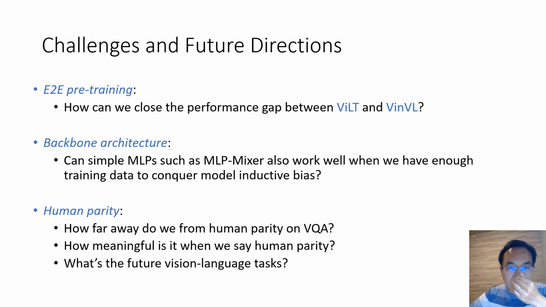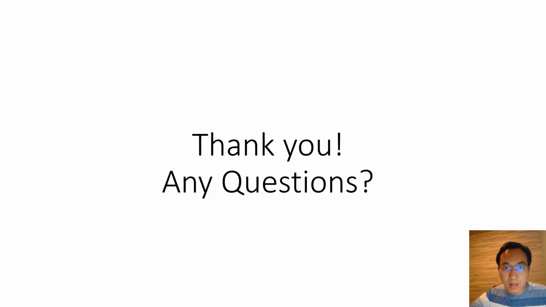The third challenge, or the third question I want to pinpoint, is human parity. How far away are we from human parity on VQA? And if this can be achieved, how meaningful is it when we say we have achieved human parity on VQA performance? And as the room for improvement becomes smaller and smaller, what are the future vision language tasks? How can we design better vision language tasks to drive the direction of the vision language field? So I think this is basically all the slides.